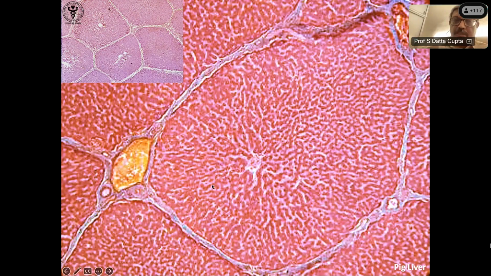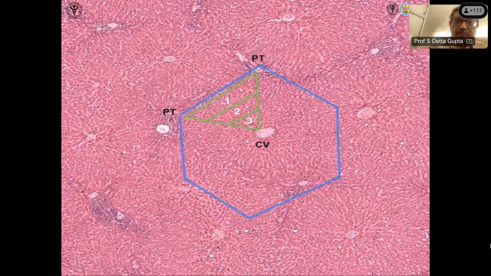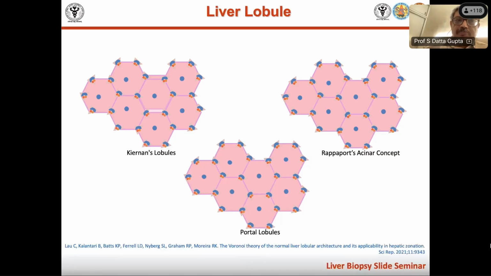But in human beings, it is not like that. In human beings, you have the central vein and then you have portal tracts all around. So people started seeing this and found, oh, it looks almost like a hexagonal area, 6 sides, with a central vein in the center. That must be the approximate lobule in this. So what was started, it's called initially as Kernighan's lobules.